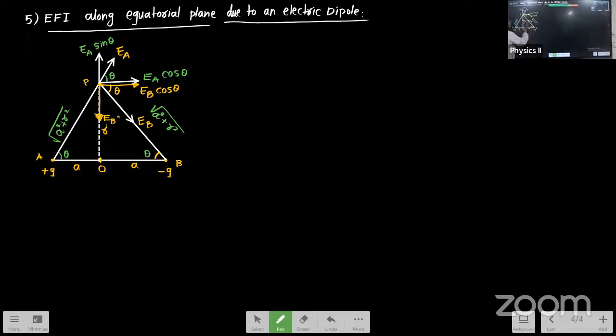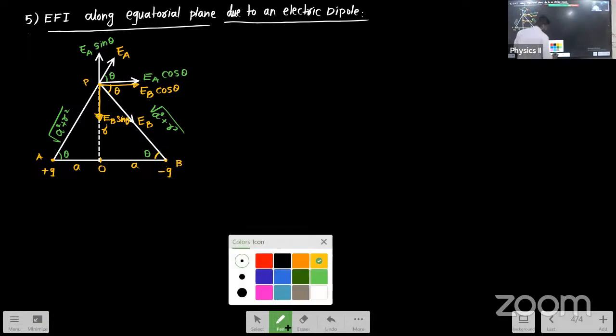EB sin theta. Ye kya ban jata? EB sin theta. Now carefully see here. Now we are going to finish this diagram, explanation of this diagram. Once the explanation of the diagram is finished, you can directly see the diagram and write down the answer. Carefully see here.